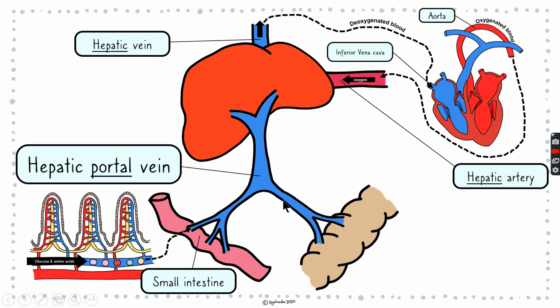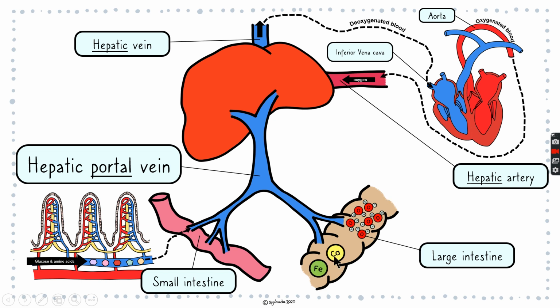Also connected to the hepatic portal vein is the large intestine, and in here the main function of the large intestine is to absorb water and minerals like calcium and iron. And what happens is that the absorbed water and the minerals will also be carried towards the hepatic portal vein. And where does this end up? It's going to go up into the liver.